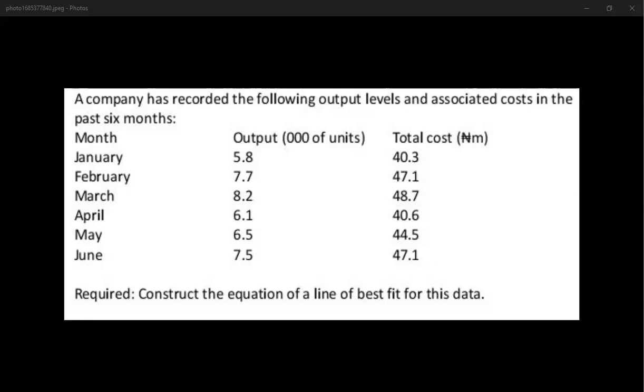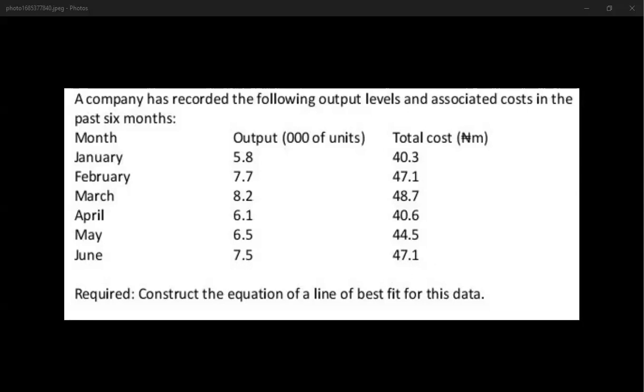Okay, so we'll be looking at the same question we used for the high and low method. But before we go ahead, let's talk about some differences in using regression analysis and the high and low method. One major difference is that the high and low method uses just the highest level of activity and the lowest level of activity. However, regression analysis uses all the data in the information. So regression analysis gives us a more exact or accurate figure than the high and low.